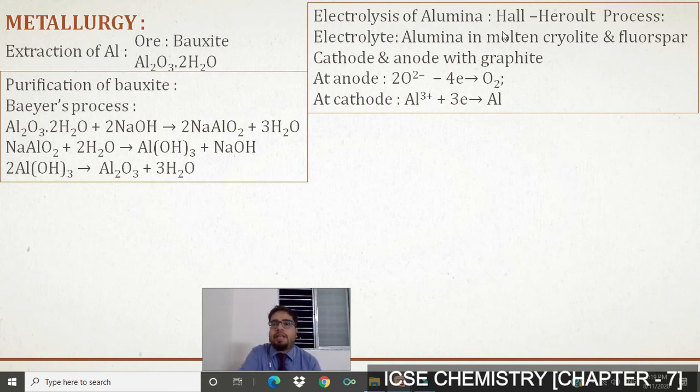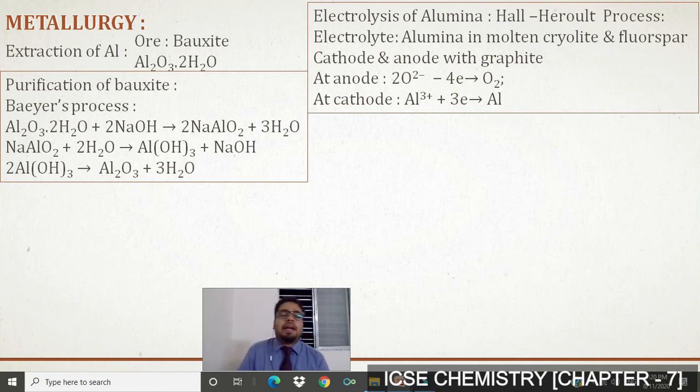Hall-Heroult's process, okay. You need to be very careful about these names because in the questions the name is asked, okay. So if the question comes, name the process to extract aluminium with the help of electrolysis, what will be your answer? Hall-Heroult process, okay. So what we do is we make electrolysis of aluminium oxide, okay. Now see, electrolyte, if you read electrolyte, what is written here? Alumina in molten cryolite and fluorspar, okay.